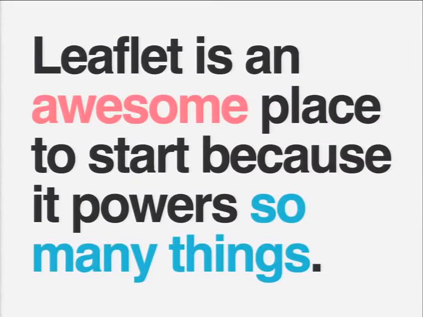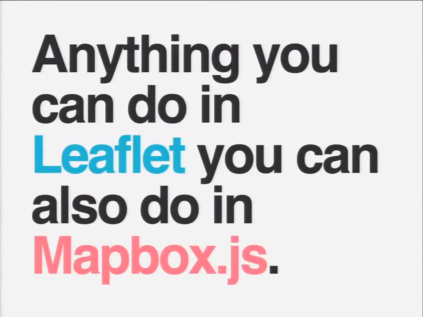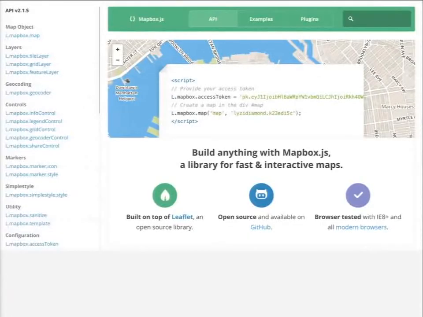Leaflet is awesome, an awesome place to start precisely because it powers so many things. It's a really great baseline to jump off from to learn more stuff. And the Mapbox.js JavaScript library is actually a Leaflet plugin. It's built on top of Leaflet. So anything you can do in Leaflet, you can also do in Mapbox.js. And Mapbox.js has a lot of additional items, as you can see on the left there, that make it easier to use Leaflet with Mapbox tools.